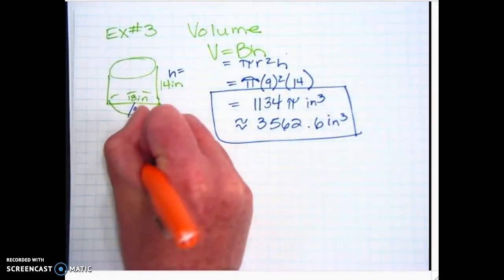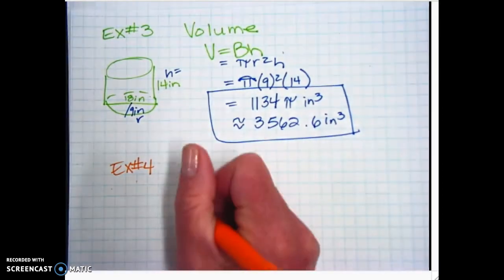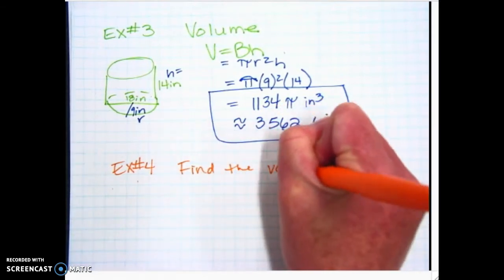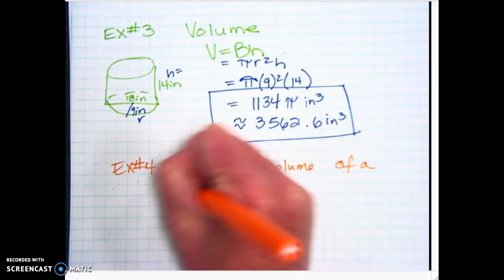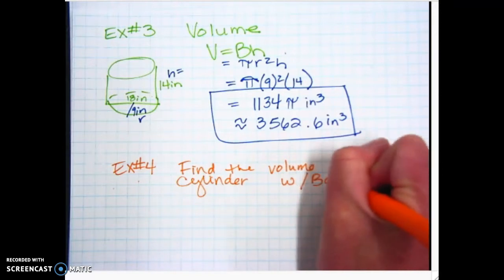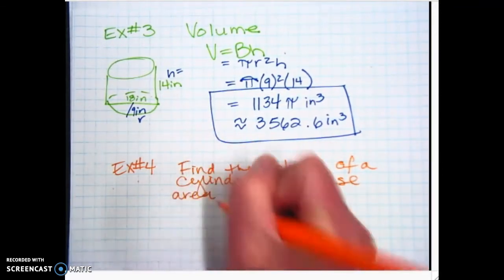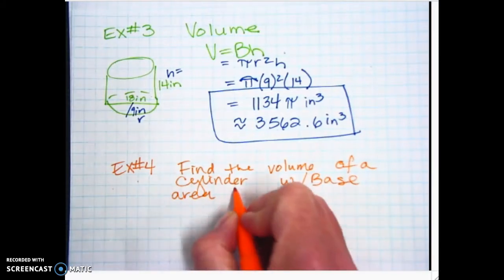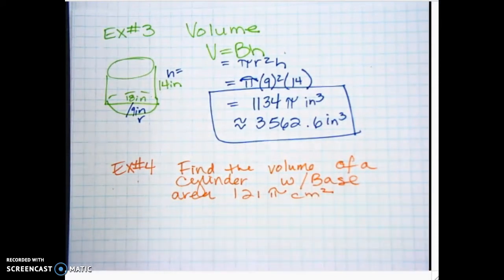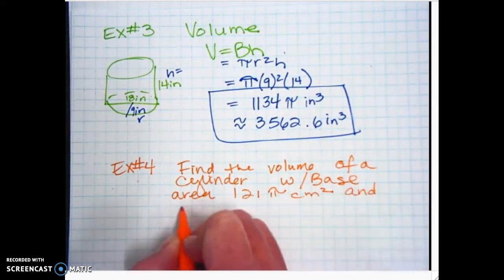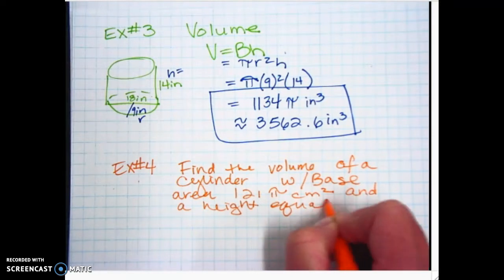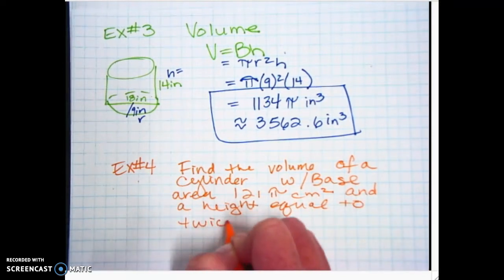Example number 4. Instead of just giving you the height and radius, this time I'm going to ask you to find the volume of a cylinder with a base area of 121 pi centimeters squared and a height that is equal to twice the radius.